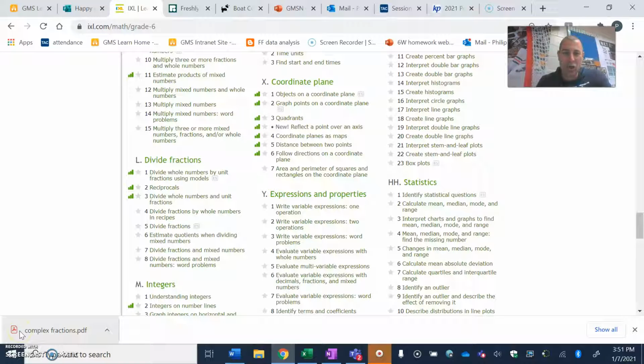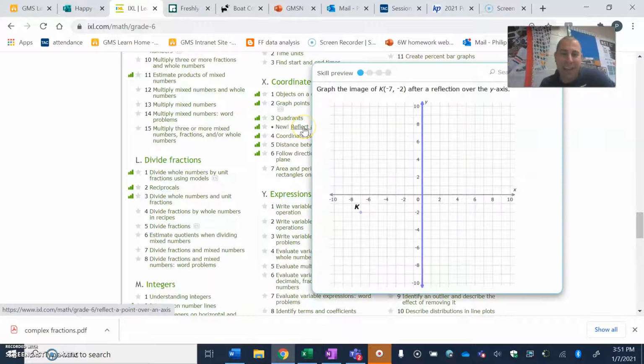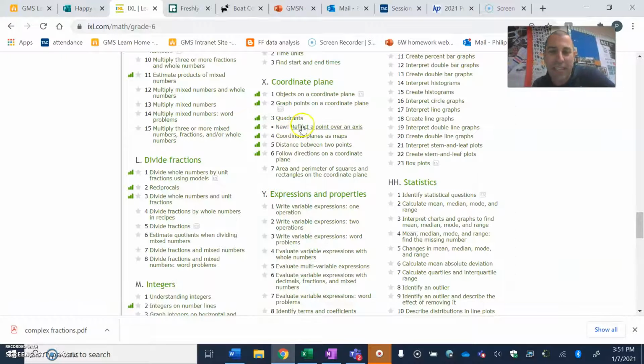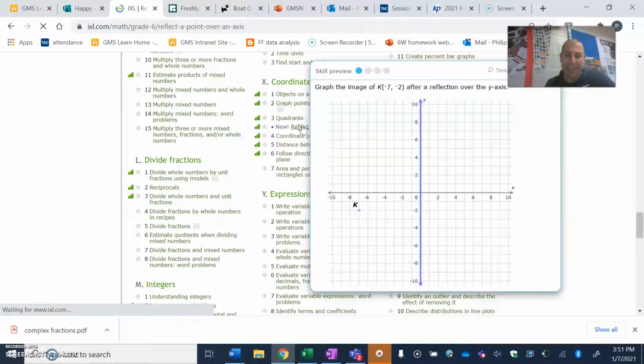Hey guys, so today we're working with our reflections. We're going to jump into IXL here to show you the examples and get you started on your way. So we are in IXL with our coordinate plane, and where it says new, you're going to reflect a point over an axis.